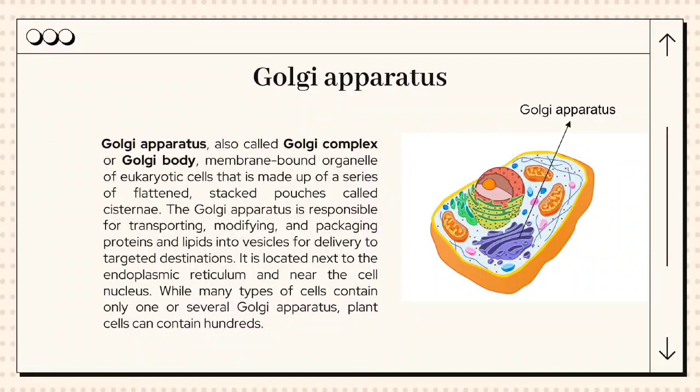Golgi apparatus, also called Golgi complex or Golgi body, is a membrane-bound organelle of eukaryotic cells that is made up of a series of flattened-stack pouches called cisternae. The Golgi apparatus is responsible for transporting, modifying, and packaging proteins and lipids into vesicles for delivery to targeted destinations. It is located next to the endoplasmic reticulum and near the cell nucleus. While many types of cells contain only one or several Golgi apparatus, plant cells can contain hundreds.